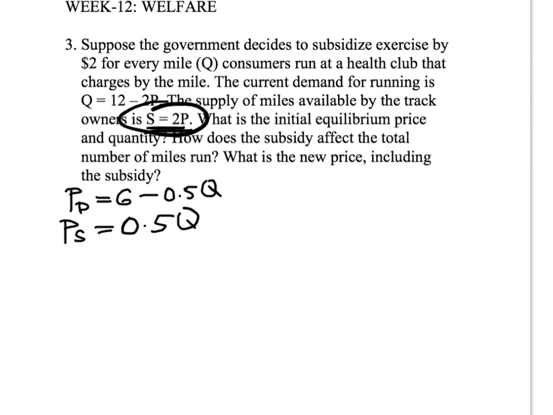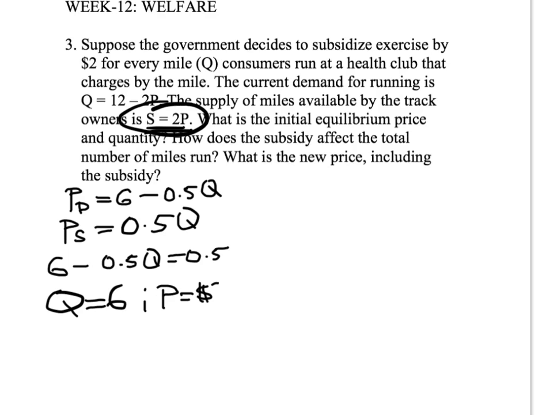Okay, now we're ready to solve at least for the equilibrium price by making these two equal to each other. 6 minus 0.5Q equals 0.5Q, so Q equals 6 and P is equal to $3. That's the equilibrium price and the equilibrium quantity. Now what about the subsidy? Well, we have a subsidy of $2, and again, the subsidy is the opposite of a tax.